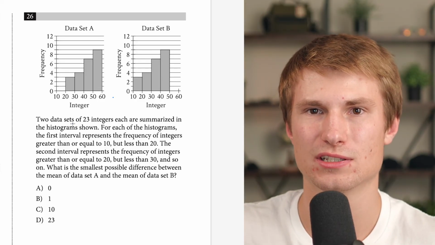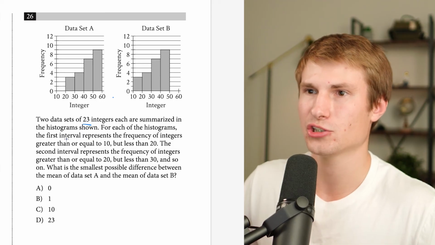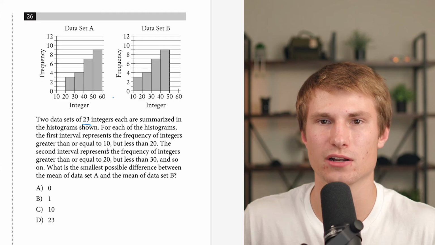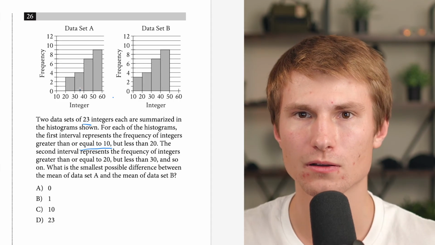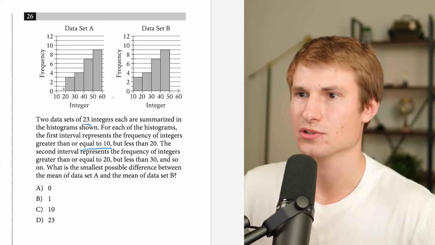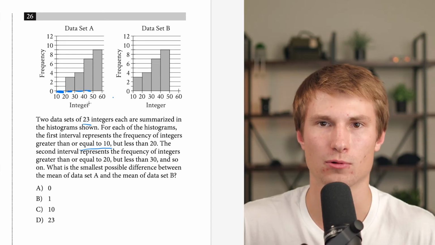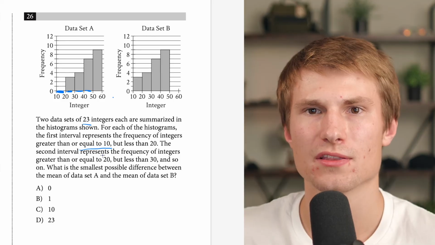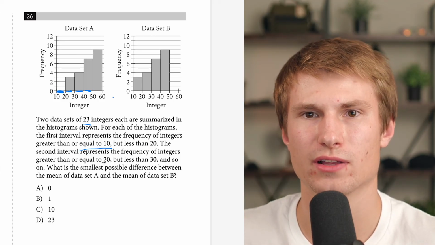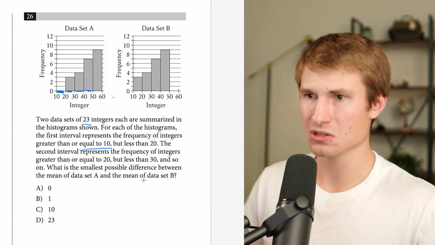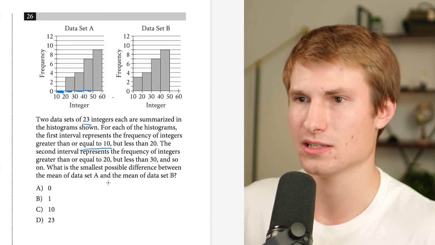So we've got 26: the two data sets of 23 integers each are summarized in the histograms shown. For each of the histograms, the first interval represents the frequency of integers greater than or equal to 10, but less than 20. So in this case, this would be 10 to 19, this would be 20 to 29, 30 to 39, 40 to 49, and so on. The second interval represents the frequency of integers greater than or equal to 20, but less than 30, and so on. What is the smallest possible difference between the mean of data set A and the mean of data set B?